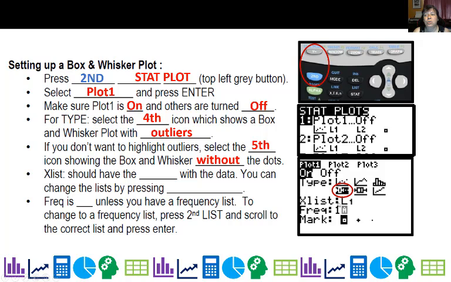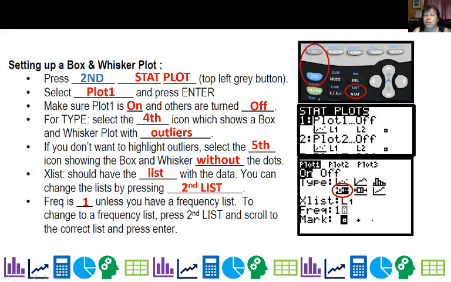The X list is your list of data. You can change the list by pressing second and then list. So that would be this blue button, and see, above Stat in blue is list. Now frequency right here should be 1 unless you have a frequency list, in which case you would go ahead and do that second list and pick the appropriate list for your frequency list. On the marks, if you want to change them, you can. I never mess with it.